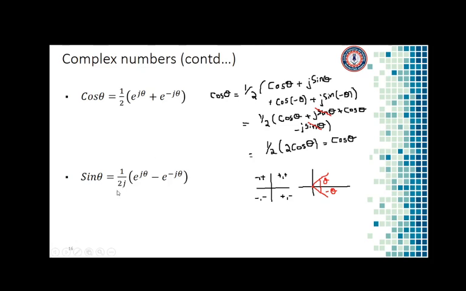Now it's your homework to prove that sine theta is equal to this, based on the principles I have already explained here. Try to figure out how we can prove that sine theta equals this. These conversion formulas, you are going to need a bunch to go back and forth from Cartesian to polar and vice versa.